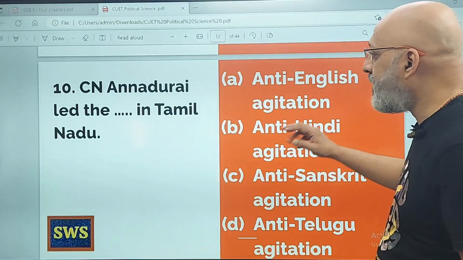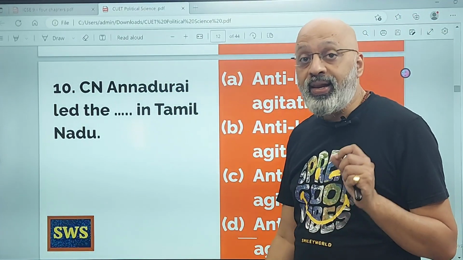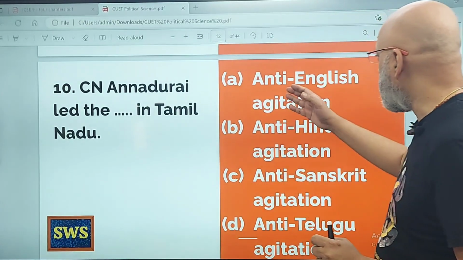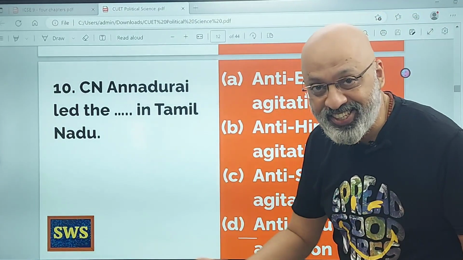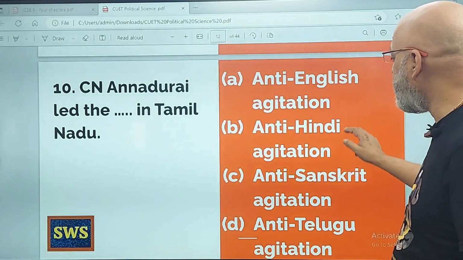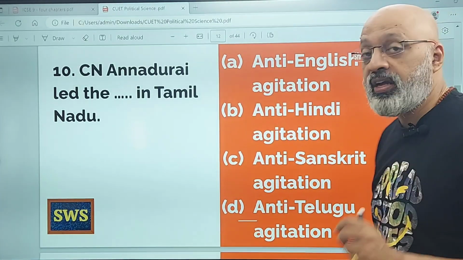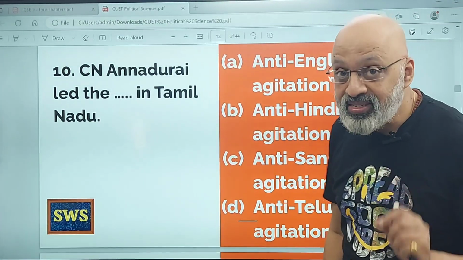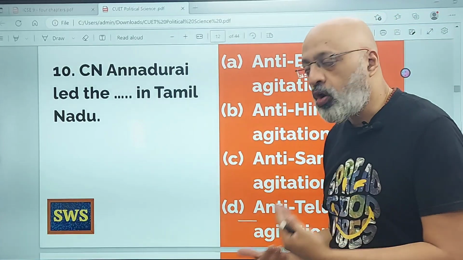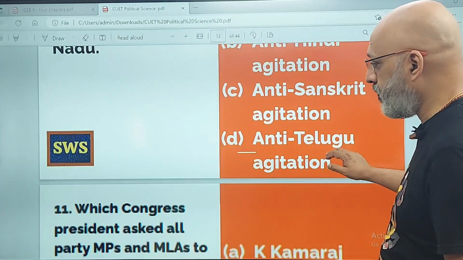C.N. Annadurai led the DMK. What was the name of the agitation that C.N. Annadurai led in Tamil Nadu? This is not the party, this is the agitation. Did he lead an anti-English agitation, anti-Hindi agitation, anti-Sanskrit agitation, or anti-Telugu agitation? The correct answer is the anti-Hindi agitation in 1965. That's why there is a lot of opposition to the use of Hindi in a state like Tamil Nadu.